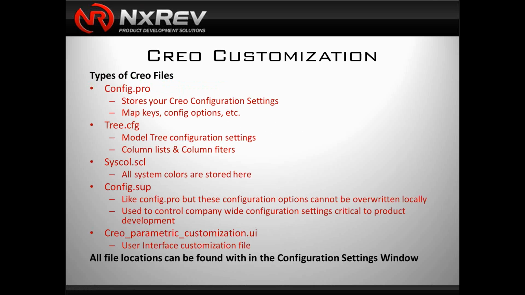There are a few types of Creo files that you should be familiar with. If you've been using Pro Engineer for an extended period of time, many of these are going to be very familiar. Config.pro, your tree config, these have been around for many, many years. The config.pro is effectively your main config file. This is where Creo looks, and in some cases uses the config.pro to point to other config files, like the tree.config, the system colors, and Creo parametric.ui.